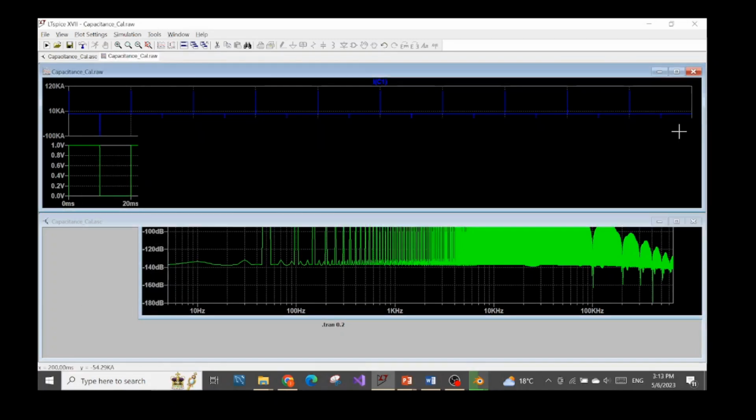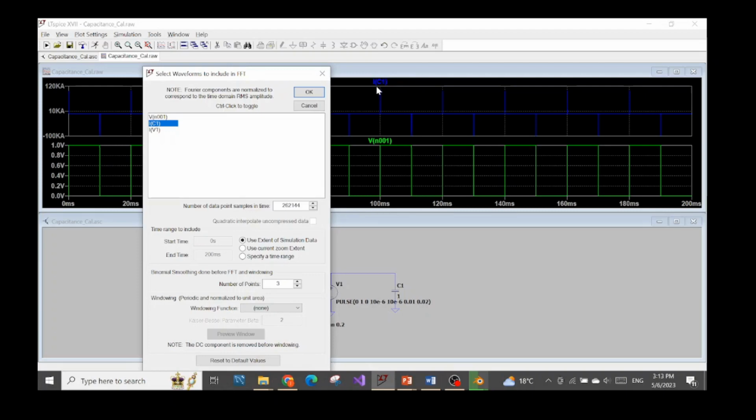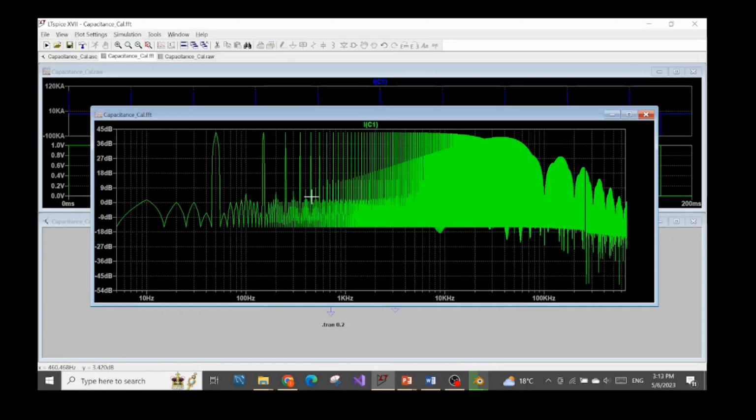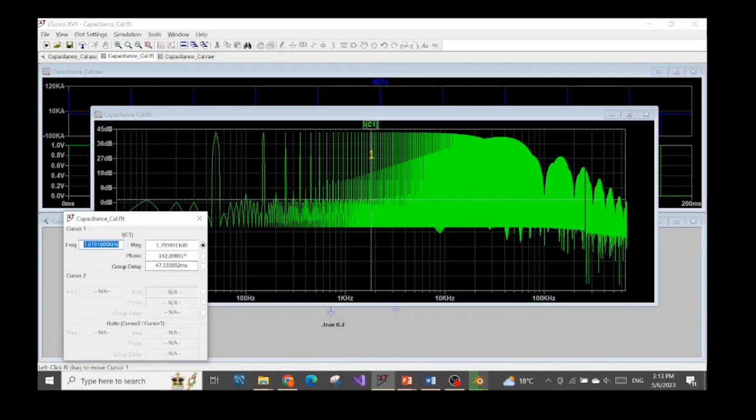Now let's close it, and then we right click again and apply FFT on our current signal, which is I(C1) here. Click OK, and here is our signal in the frequency domain of the current. Again, we will measure the magnitude of our current at a frequency equal to 50 Hz. So here, this is the frequency at 50 Hz, I guess. Yes, 50.2, close to 50 Hz, that's good. And the magnitude of our current at 50 Hz in log scale is 42.62 dB.